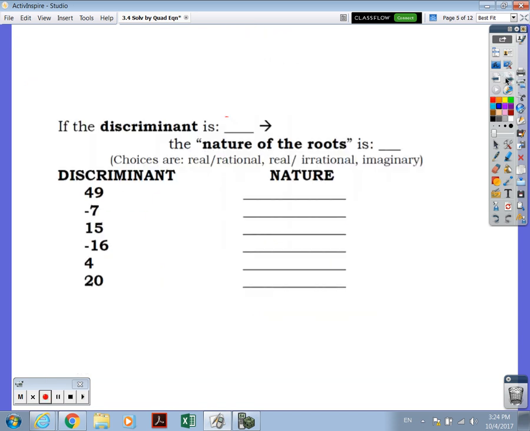So let's see if we work with discriminant. And remember, the discriminant itself is just b squared minus 4ac, the part under the radical. If your discriminant came out to be 49, that's a really clean, nice number. That would mean your answer would be real and rational. If it's negative, clean or ugly, your answer is going to be imaginary. Once there's a negative, you're going to be imaginary. 15, not the pretty kind, so that's going to be irrational. Can't write that as a pretty number.